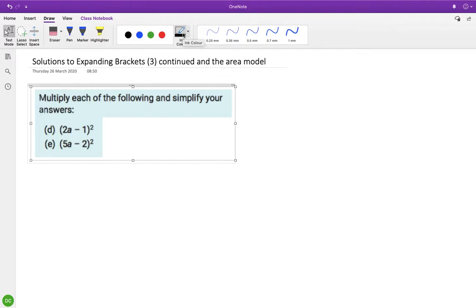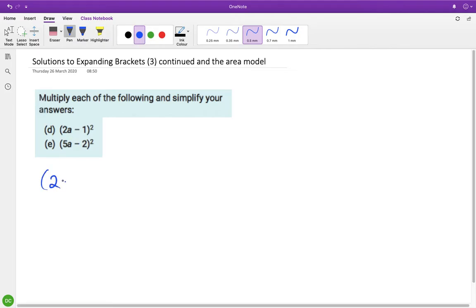So the solutions to Wednesday's homework, we were continuing expanding brackets, just looking at squares, and then I gave you a different version of doing it, which is the area model. If we start with 2a minus 1 squared, we recognize that the square means we have two of these, so we write it out twice: 2a minus 1, 2a minus 1.